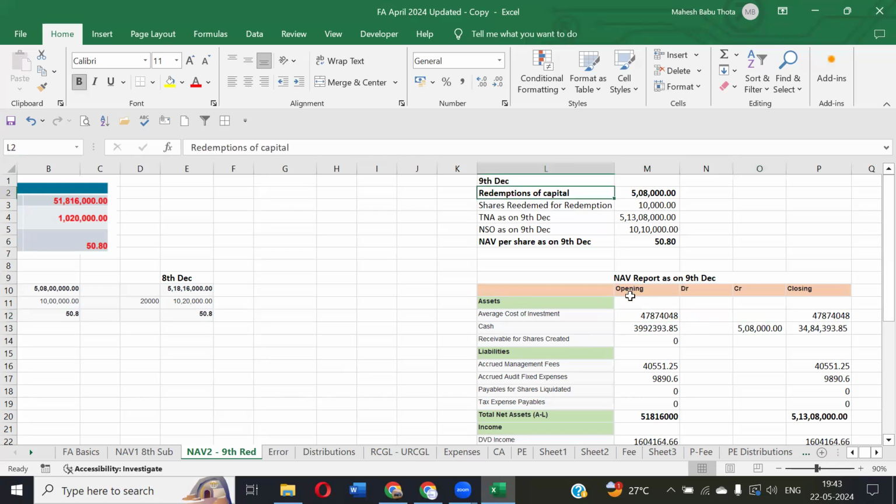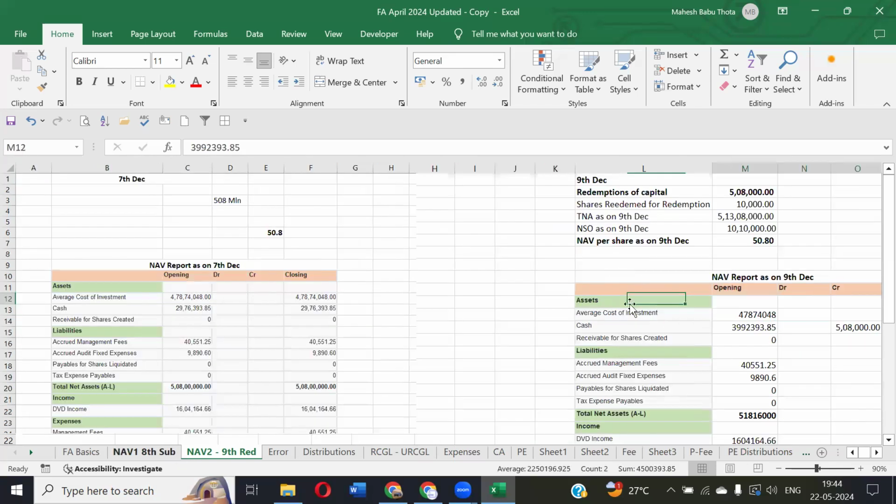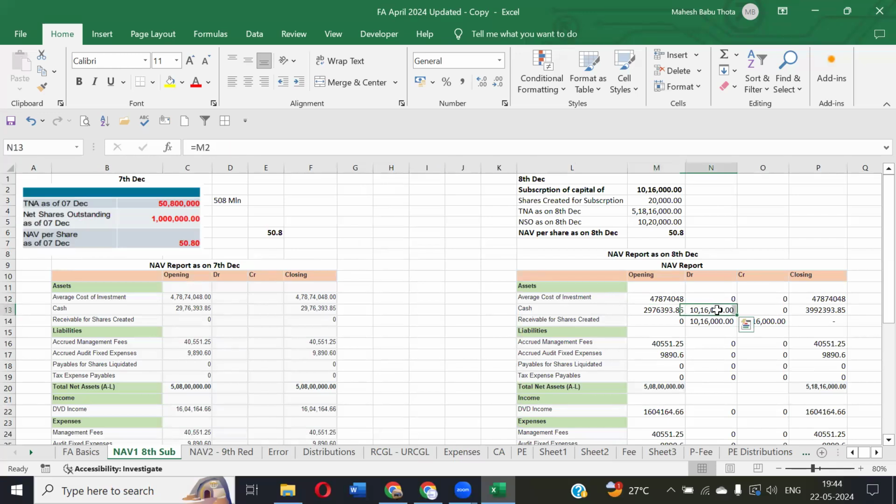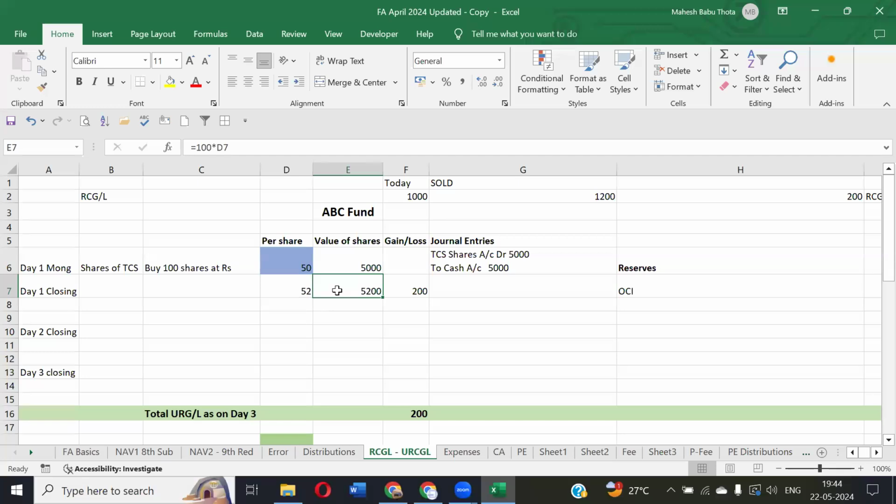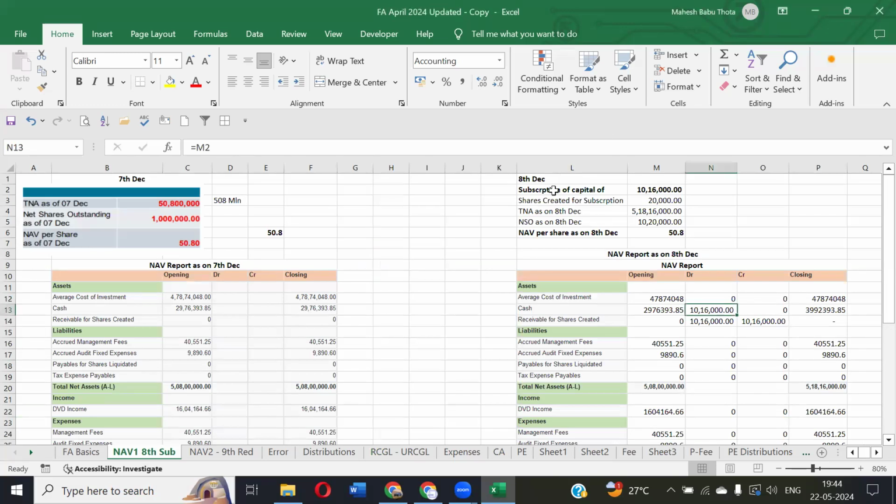In the redemptions, cash value is reduced. So did we credit or debit? Credited. Why? Because the asset value is reducing. In the subscriptions, the cash balance is increased. Did we debit or credit? Debited. So now tell me, if asset value is increasing, do we need to debit that value or credit that value? Credit. In the previous example, again I'm saying, in the subscription part, is cash value increasing or reducing?